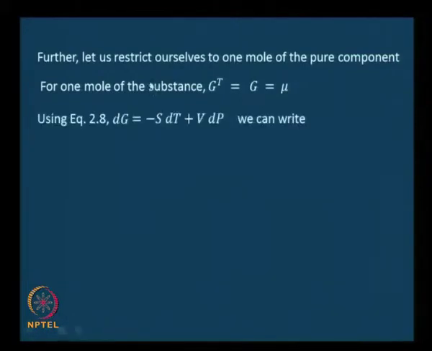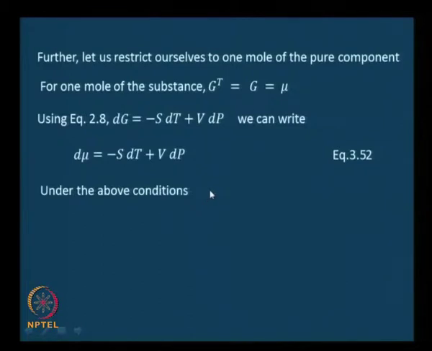Now, using equation 2.8, which is for a closed system, we had written dG equals minus S dT plus V dP. Using this, we can actually write this in terms of mu, therefore, d mu equals minus S dT plus V dP. Let us call this equation 352.